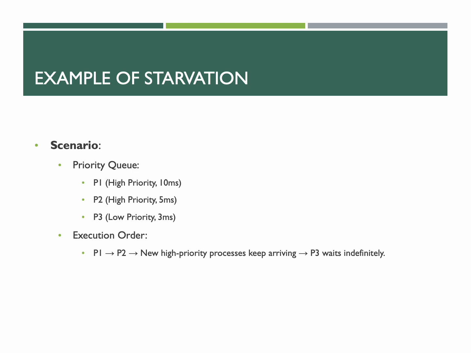So P3 can begin execution only when no new high priority processes arrive in the queue. As a result, P3 is continuously delayed, potentially waiting indefinitely as higher priority processes keep preempting it. This is a classic example of starvation.